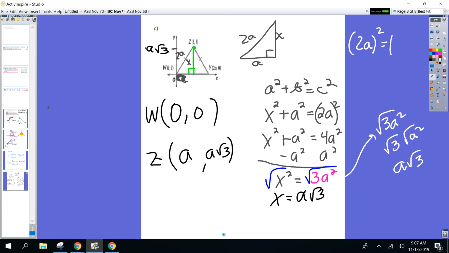That's the same as 2a times itself. Right? 2 times 2 gives me 4. A times a gives me a squared. Good? Anything else? Good questions here.